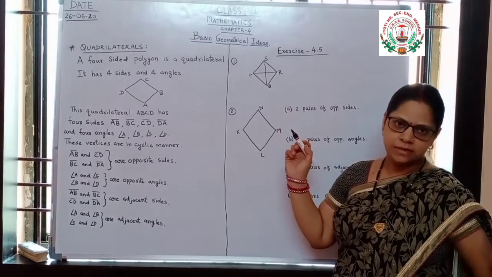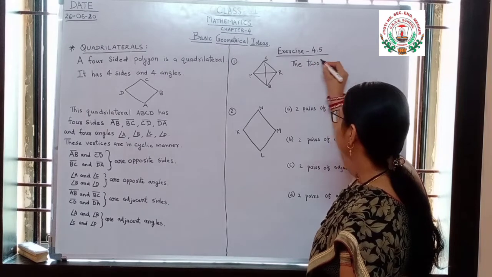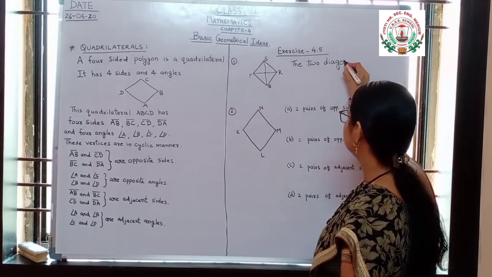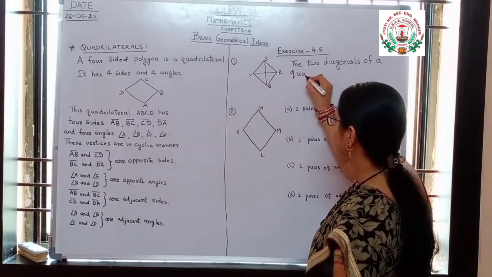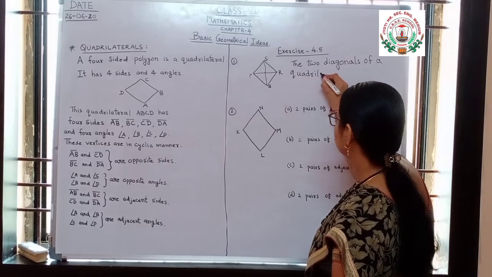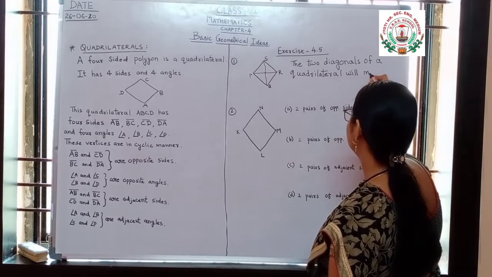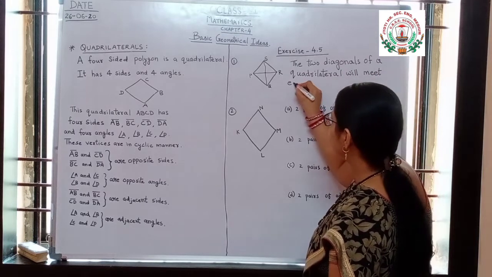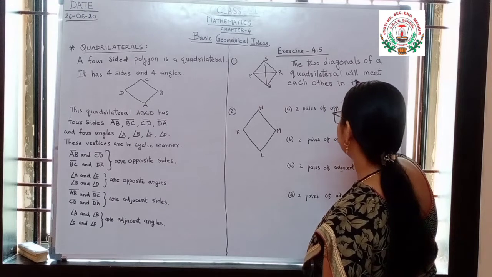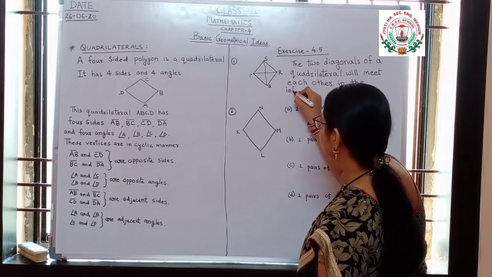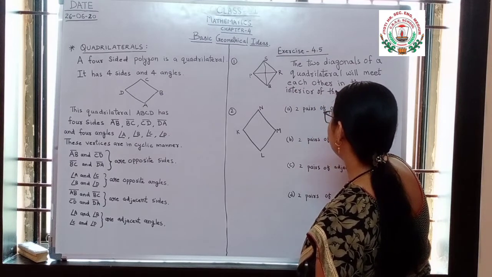So you have to write one sentence here. The two diagonals of a quadrilateral will meet each other in the interior. Interior of the quadrilateral.